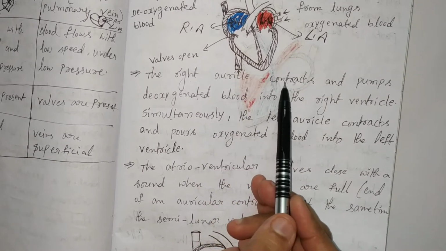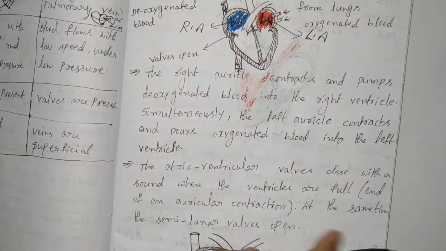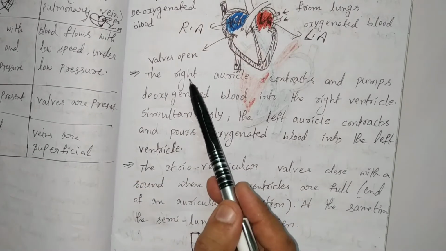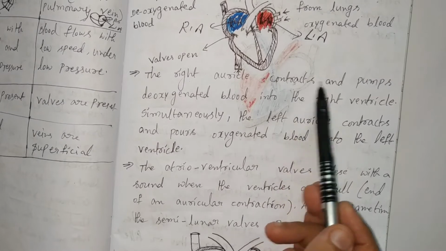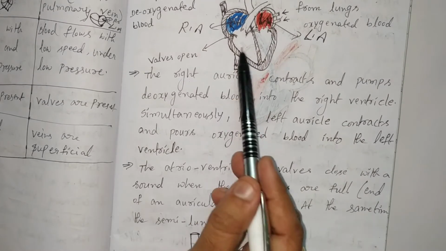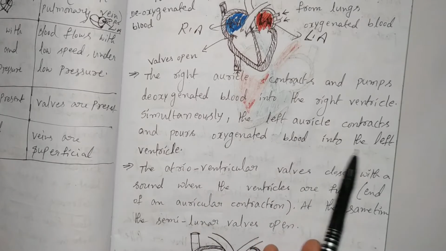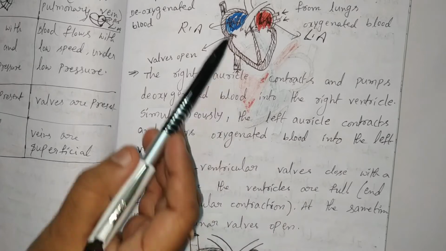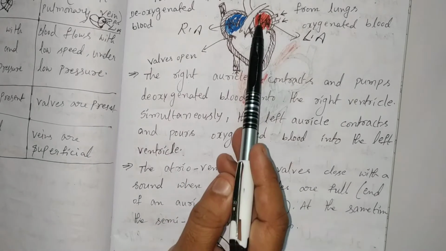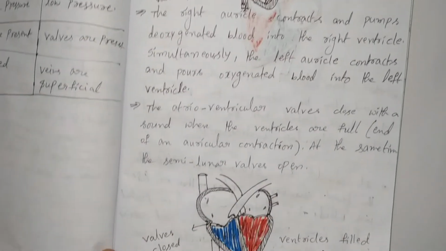The right auricle contracts once it is filled. When it contracts, what will happen? The blood flows to the right ventricle. So the right auricle contracts and pumps deoxygenated blood into the right ventricle. Simultaneously, the left auricle contracts and pours oxygenated blood into the left ventricle. So the deoxygenated blood enters the right ventricle, and the oxygenated blood enters the left ventricle. So next one.